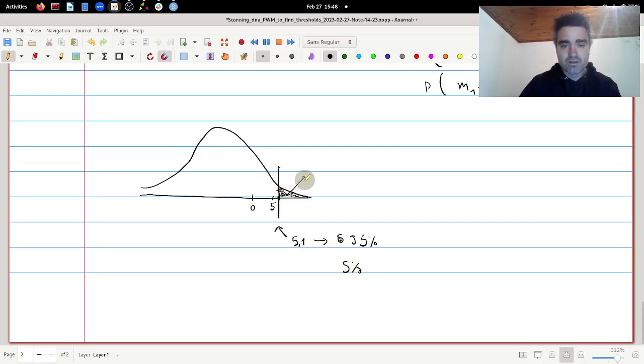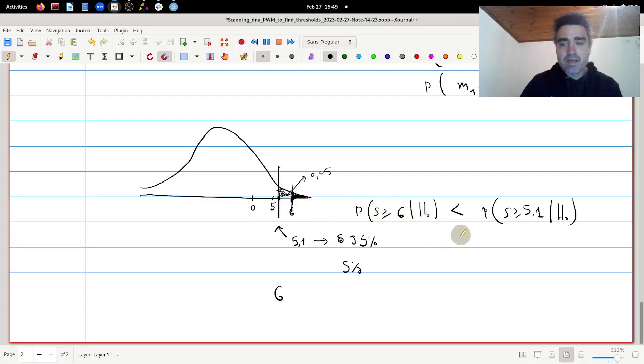So this is 0.05. Why is this a threshold? It's a threshold because if we get a value higher than 5.1, let's say 6, so 6 is here, this probability is definitely smaller than this probability. So the probability to obtain a score which is higher than 6 given H0 will be definitely smaller than the probability to obtain a score that is greater or equal to 5.1 when the null is correct.